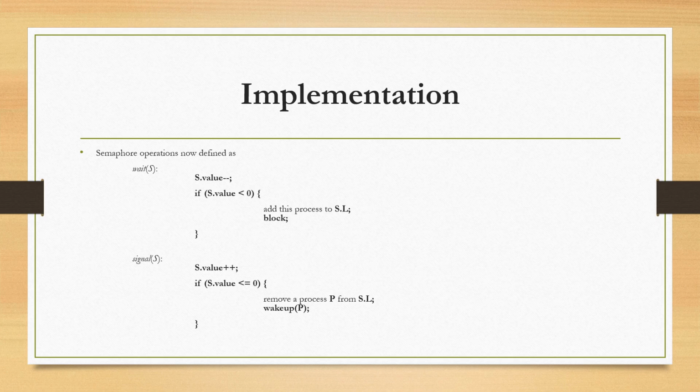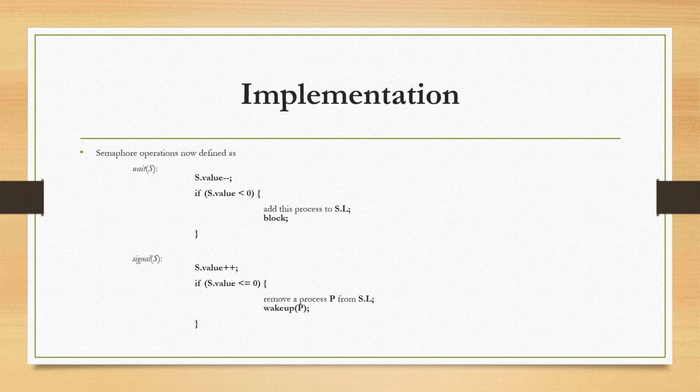The signal operation increments the semaphore's value, indicating that a process has finished using the resource, or that a resource is now available. If the value is less than or equal to 0, this means there is at least one blocked process waiting. The signal operation removes a process from the blocked list, S.L, and resumes its execution with the wakeup operation. S.value++. If S.value is less than or equal to 0, remove a process P from S.L, wakeup(P).